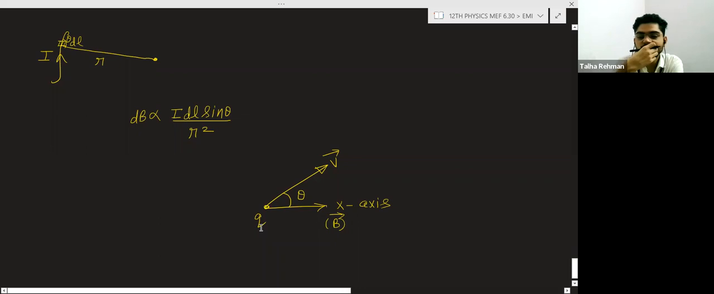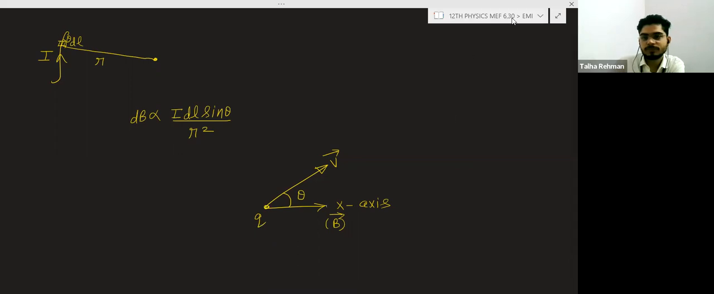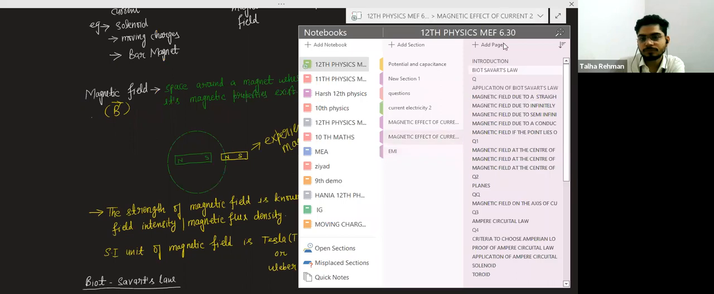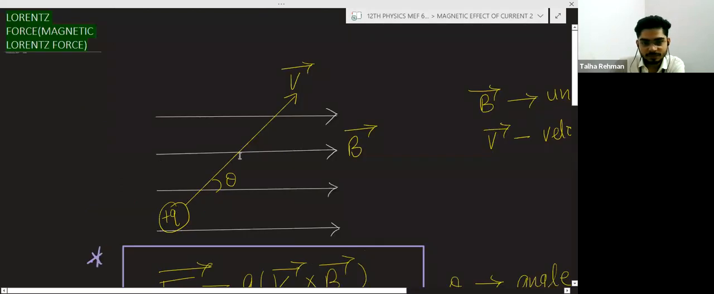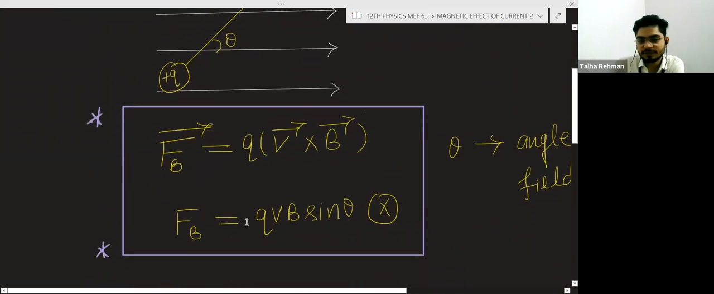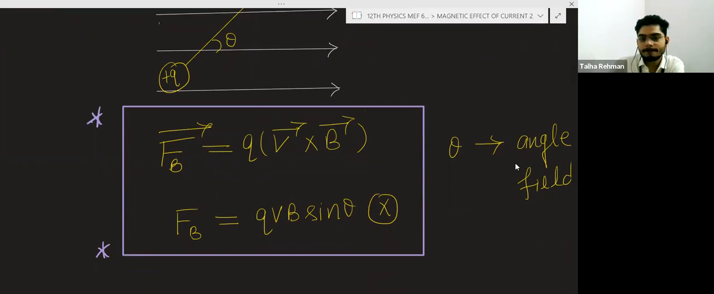I have told you the Lorentz magnetic force. This is a charge moving with some velocity, and this is the magnetic field. What is the formula of the force? q V cross B, which is given by q v B sin theta. Okay.